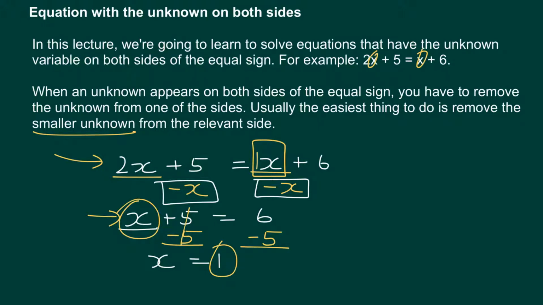And obviously we can always verify our solution. So if x equals 1, it's 2 times 1 plus 5 on the left-hand side, and 1 plus 6 on the right-hand side. So 2 times 1 is 2, plus 5 is 7, and 1 plus 6 is 7. So basically we get 7 equals 7. So we know that x equals 1 is the correct answer.